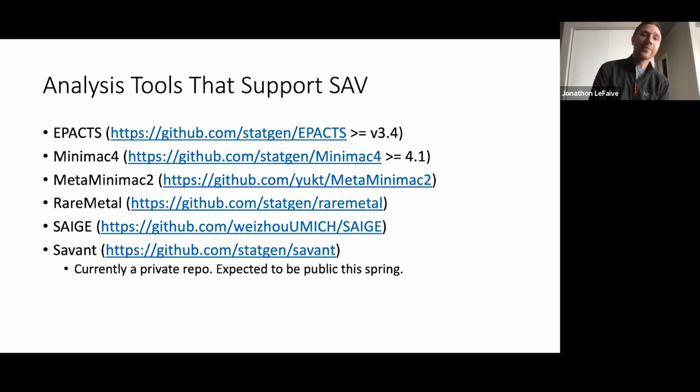I have just listed some of the tools that support SAV currently, with links to them. And a final note, the last one in this list isn't released yet, and so it's still in a private repo, but hoping to get that out later this spring. But this tool is going to be an association analysis tool that takes advantage of all of the nice characteristics of SAV in order to speed up your analyses.